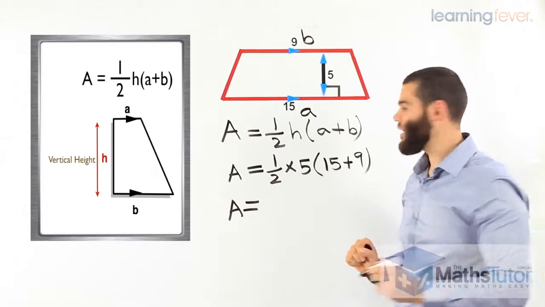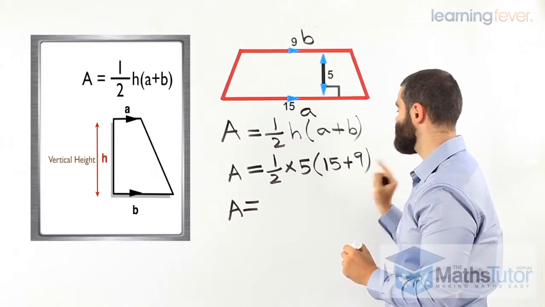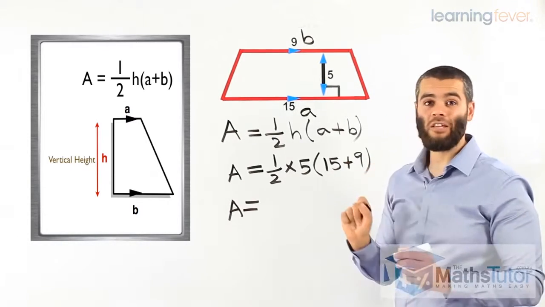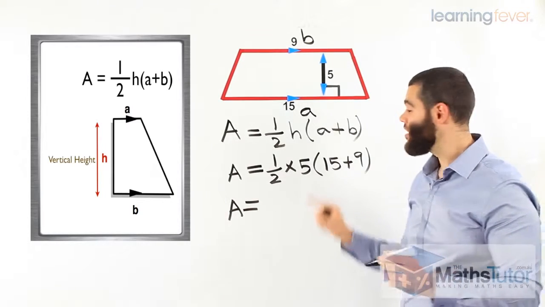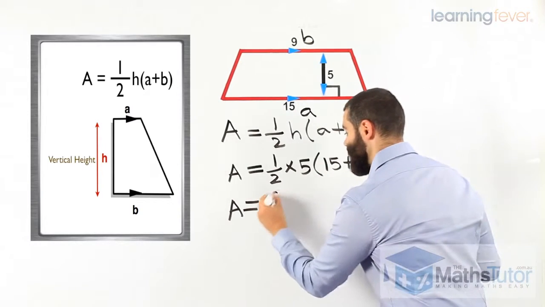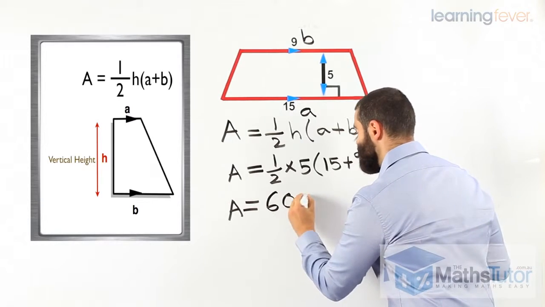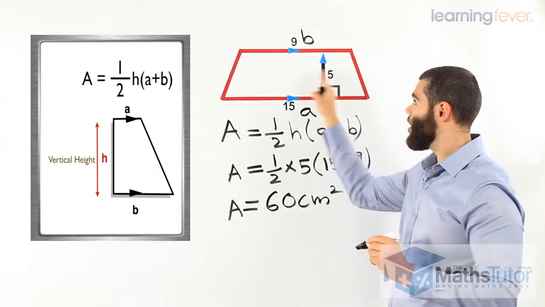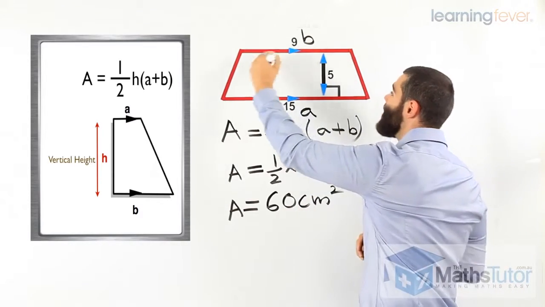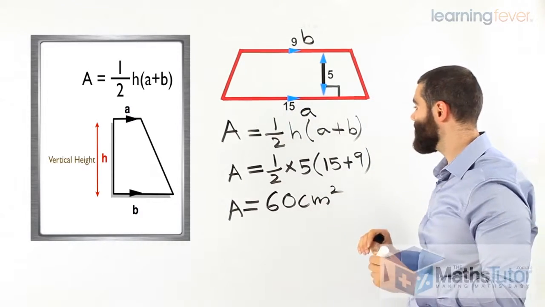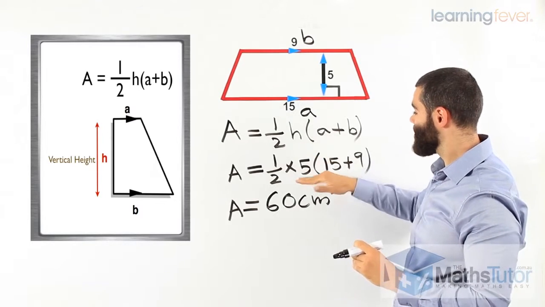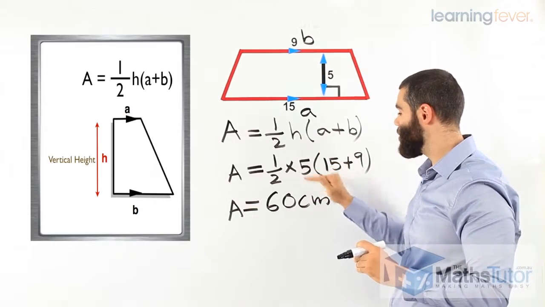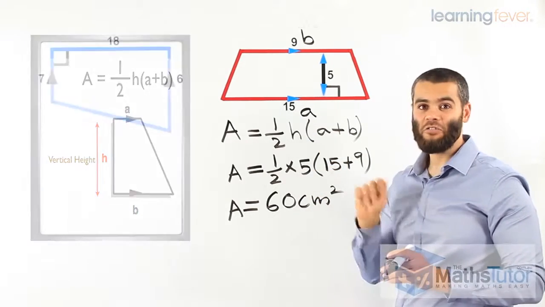And again, put it in your calculator. Half times 5, open bracket, 15 plus 9, close the bracket. Always, when you put it in, double check your calculator. It's so easy to make mistakes. Double check, and you should get 60 square centimeters. So the area of this trapezium, the area inside, is 60 square centimeters. Very important: formula, working out, answer. You'll always get full marks for showing your formula, your working out, and your answer. Let's do another one.